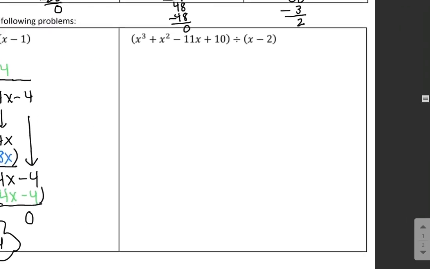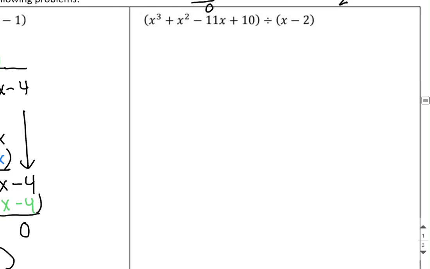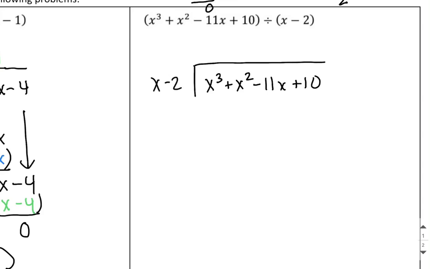All right, for this example, inside of the long division bar, you put x cubed plus x squared minus 11x plus 10. You're dividing by x minus 2. So you're asking yourself first, how many times does x minus 2 fit into this thing? What do I have to multiply x by to get x cubed? And that is x squared. So x times x squared gives me x cubed.